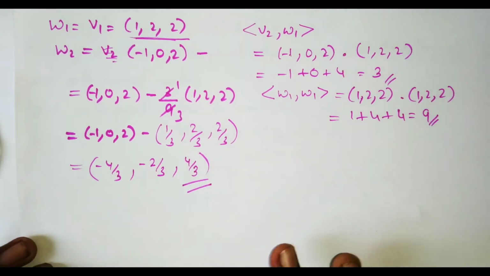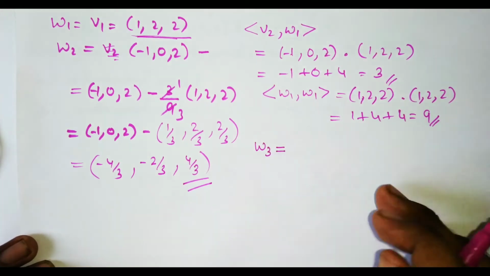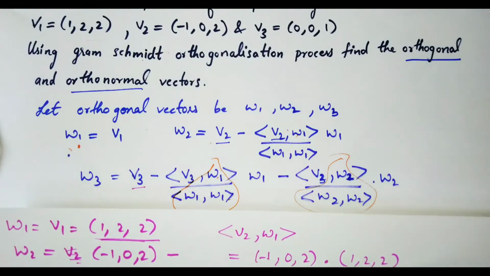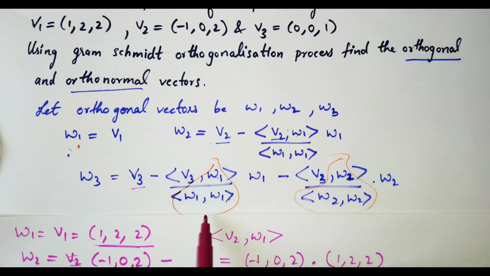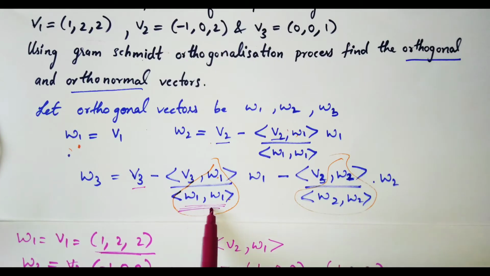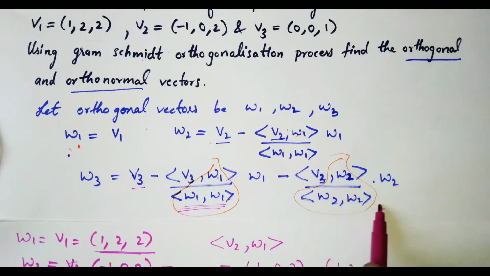Now we have got W2, let us move on to W3. So for W3, we have the formula. What is that formula? It is nothing but V3 minus the inner product of this by the inner product of this, already we have found out. Okay, so we have to find out this part and this part as well as this part. So we'll find out this and this.